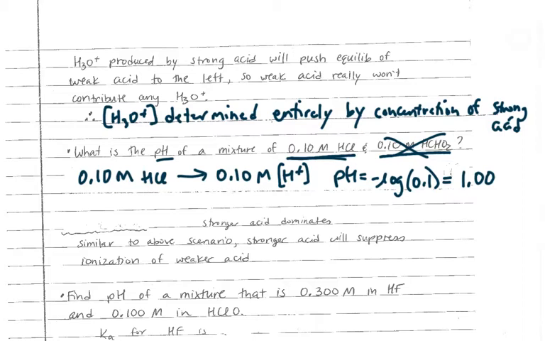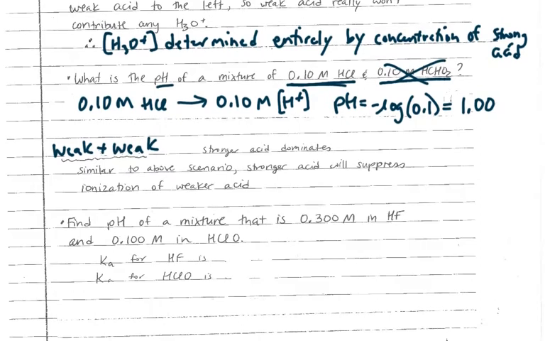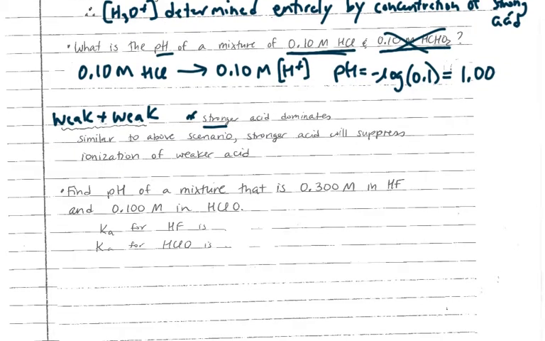What if we have two weak acids in our mixture? Weak plus weak. Well, it's kind of the same story, because even weak acids fall along a spectrum or a range of strengths. So basically, whichever is the stronger acid is going to be the one that dominates. Similar to the above scenario, whichever one is stronger is going to dissociate, and then the hydrogen ions it produces are going to push the equilibrium of the weaker acid to the left anyway and suppress its ionization.